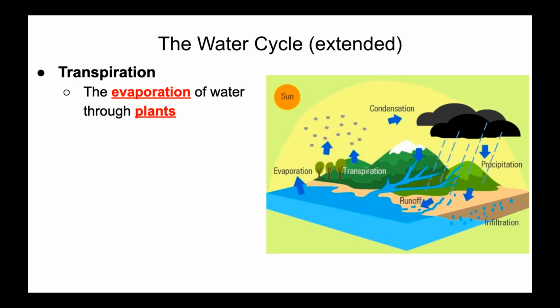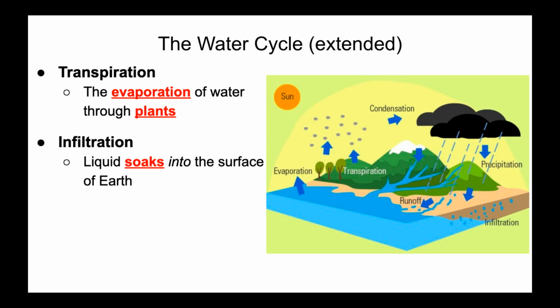All right, so some of the more complicated terms that maybe we haven't heard of. The first one is transpiration. So transpiration is evaporation of water, but it's through plants. So the way that I remember this is that transpiration starts with TR and trees starts with TR. So transpiration, trees. So the evaporation through plants.